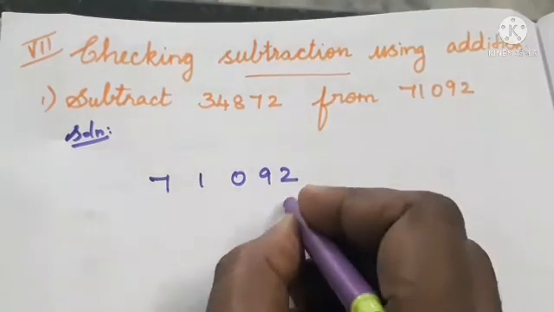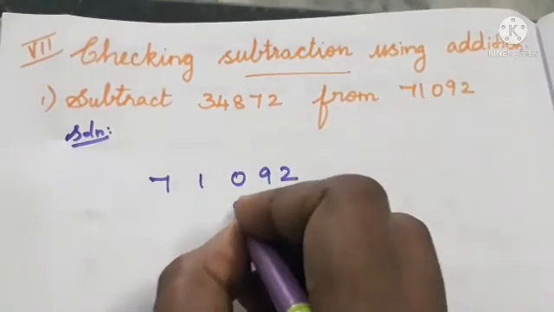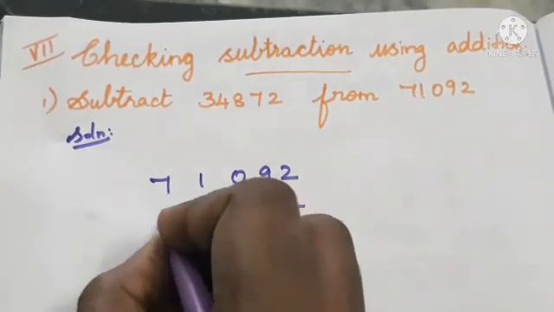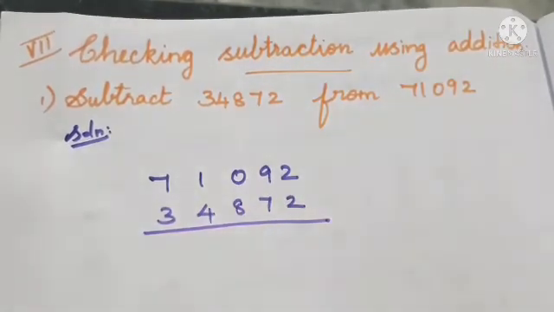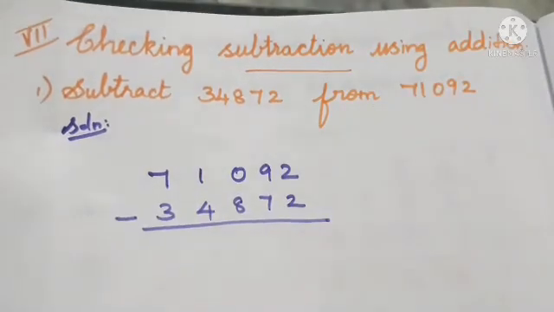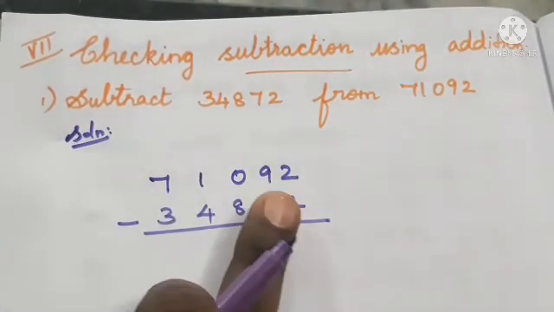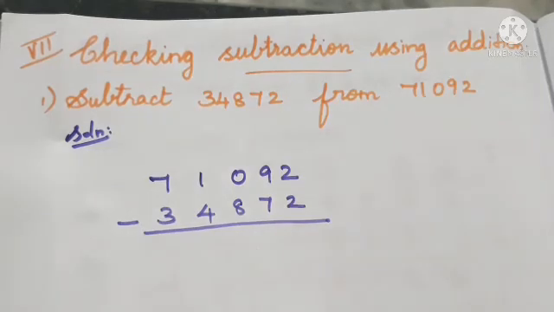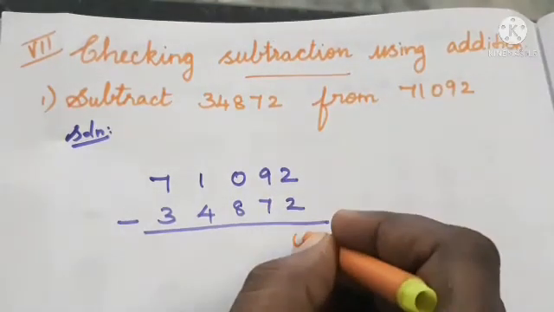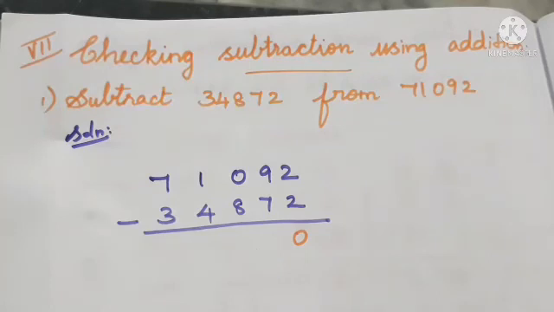The second value is what? 27843. And now we can do the subtraction. Put the minus symbol. So now we can subtract these two numbers. 2 minus 2. We know that 2 minus 2 is 0. Isn't it? 0. So next we have 9 minus 7.